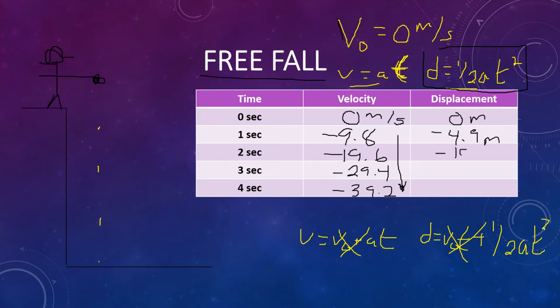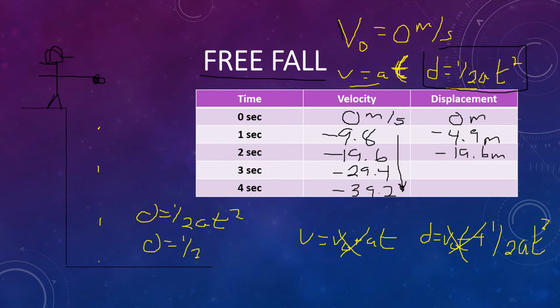negative 19.6. Wait, Vizzuto, how are you getting these numbers? Oh, fine, I'll show you. All right, velocity, it just changes by 9.8, negative 9.8 every time. To get the displacement, I'll do displacement for 3 seconds right here. D equals 1/2 AT squared.